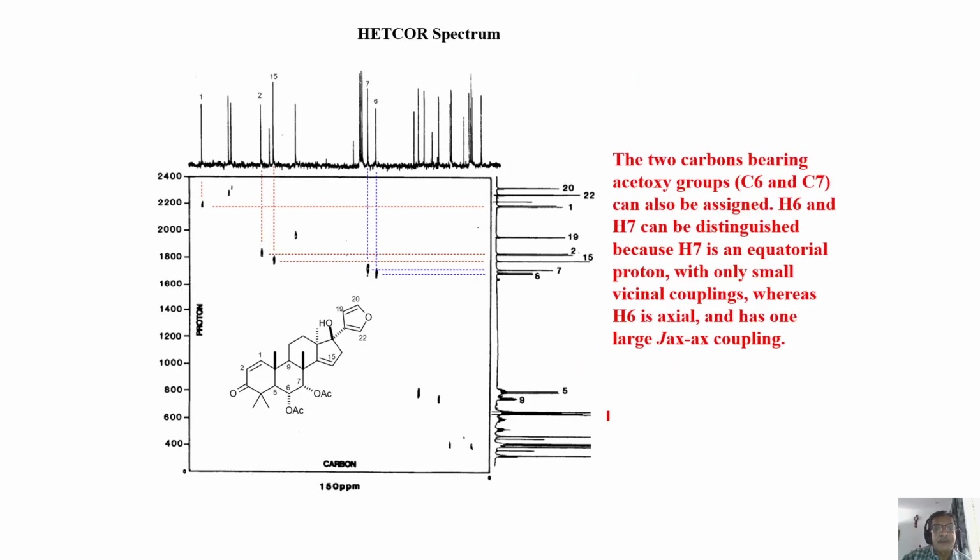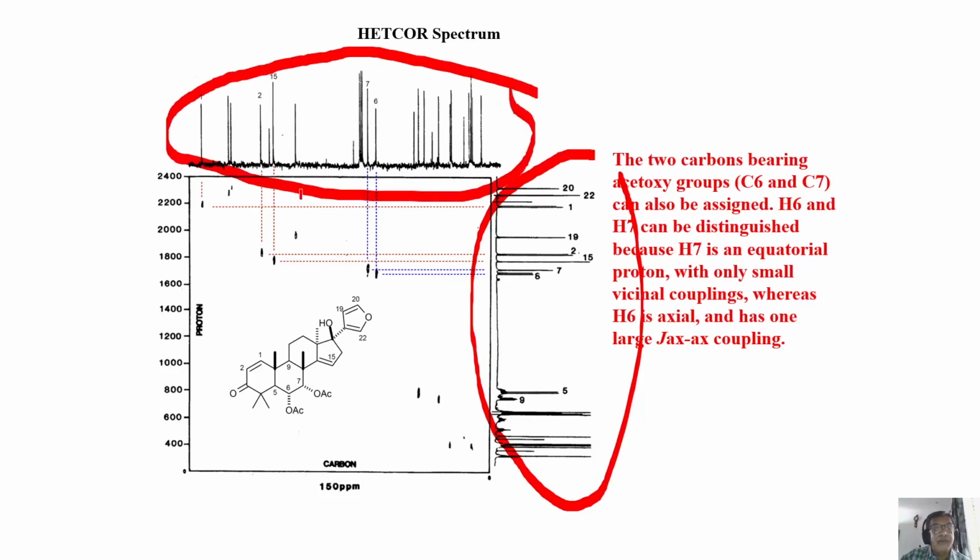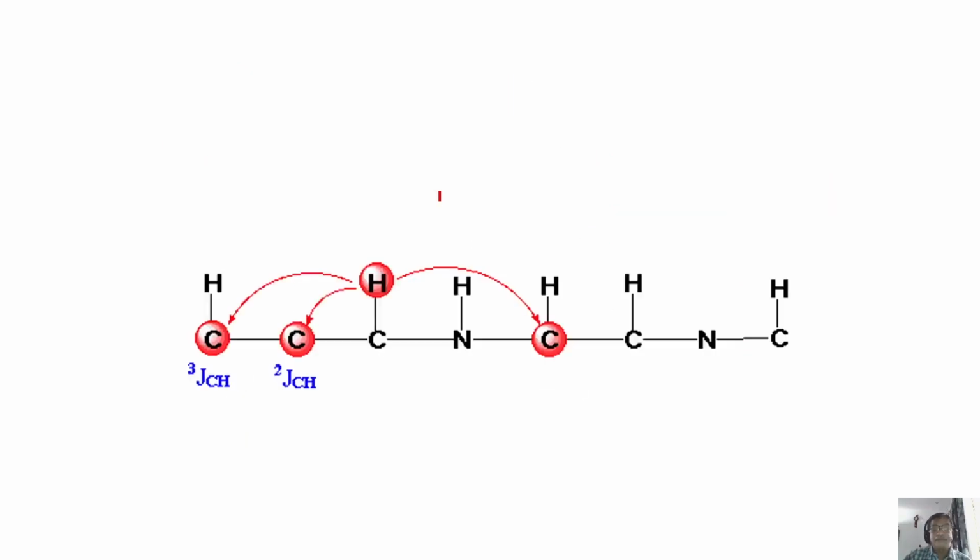Okay, analysis is simpler. And I wanted to show you even for a very complex molecule like this, see, there are so many carbons present here. No, this is the carbon dimension. This is the proton dimension. And in the carbon dimension, you see so many peaks are present. But we are able to assign each and every one of them. That is the beauty. Okay.